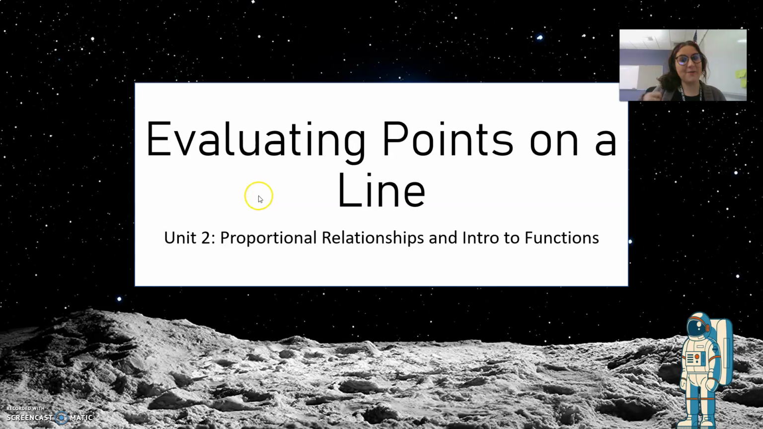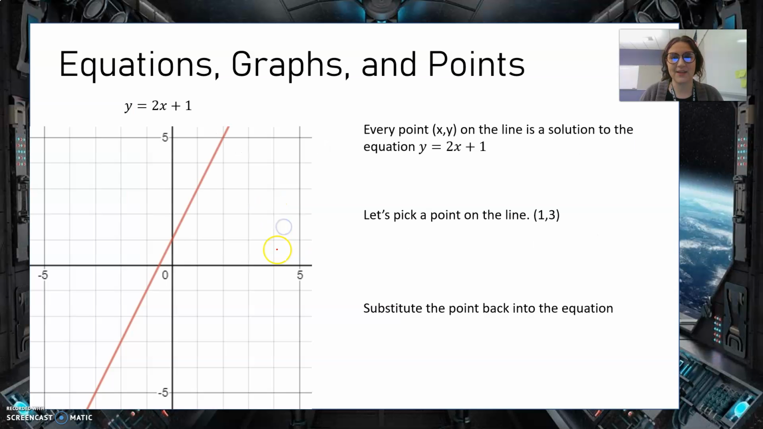Today we will be evaluating points on a line. This is just kind of a little mini topic for Unit 2, and we'll just go over how to evaluate points on a line. So we're going to be looking at equations, graphs, and points. So here is my equation, here's a graph, and then we'll look at some points.